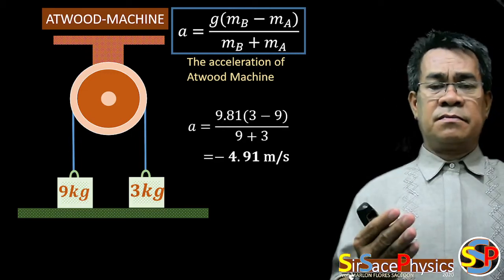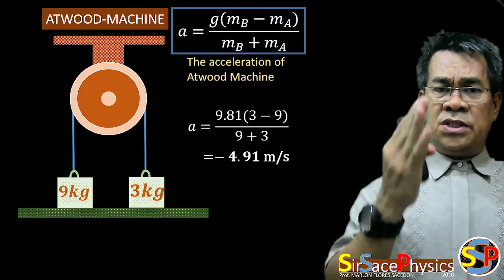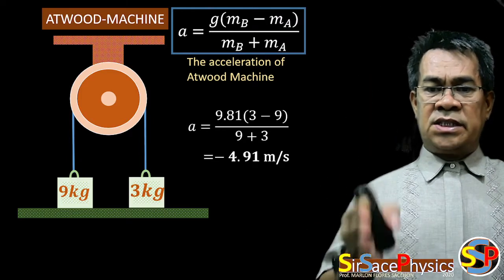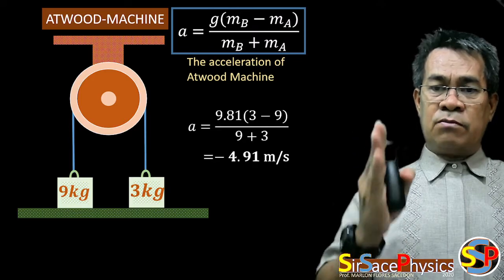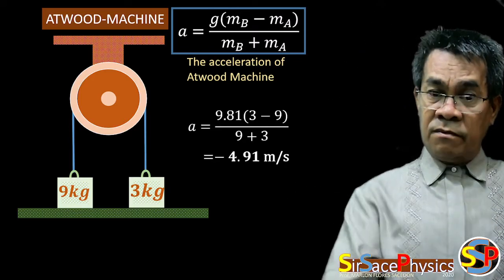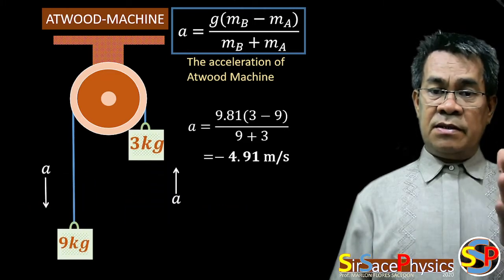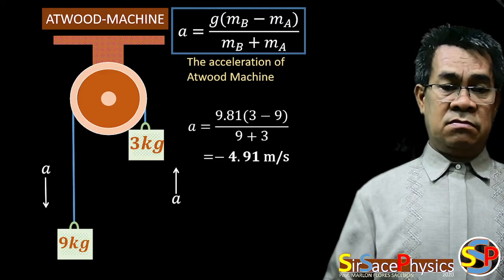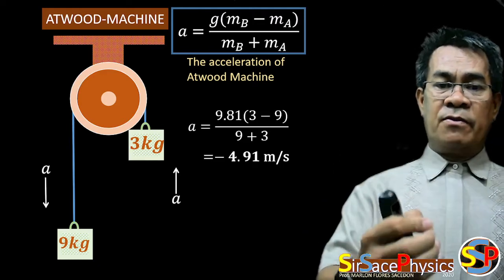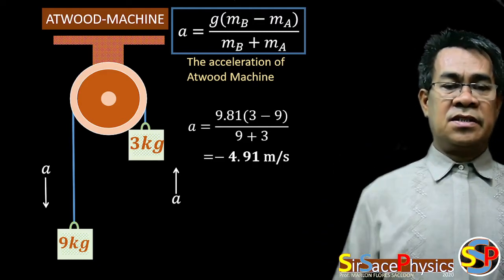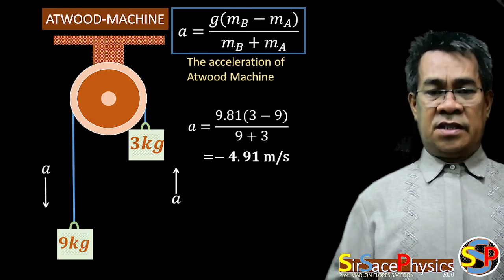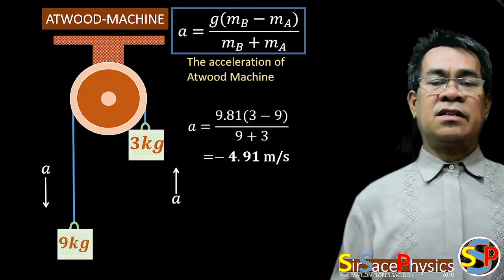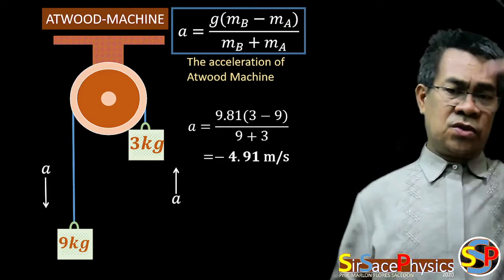Take note of that negative. What does it mean? Because we used the derived formula, the negative means mass A, which is 9 kilograms this time, will not move upward. Hence, it will move downward, and mass B, which is 3 kilograms, must move upward, at 4.91 meters per second squared. Take note that it is accelerating, which means the velocity will keep on changing, increasing and increasing as time goes on.